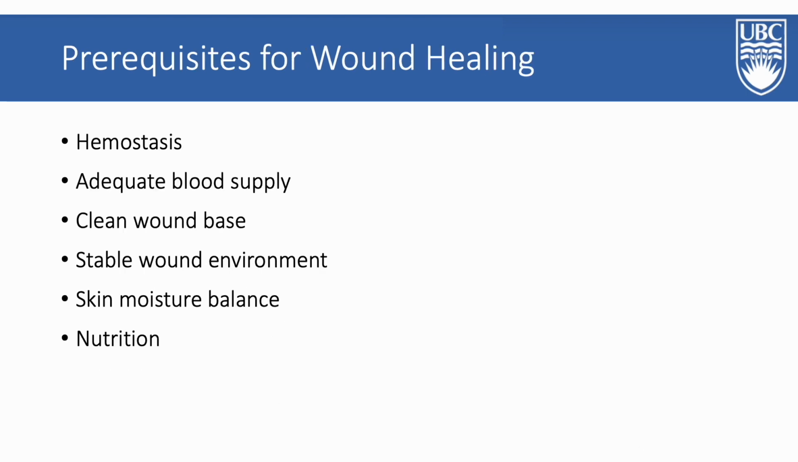A few prerequisites are needed for a wound to heal normally. This includes hemostasis, an adequate blood supply, a clean wound base without an active infection, stable wound environment, an optimal amount of skin moisture to facilitate cell migration, and lastly, proper nutrition.